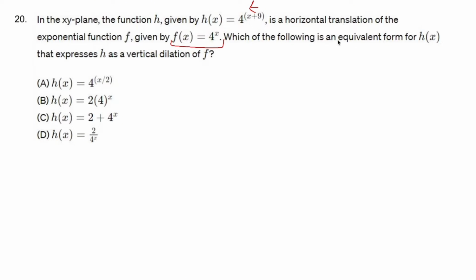Cool. Which of the following is equivalent for h of x that expresses h as a vertical dilation? All right, so a vertical dilation is not the same as a translation. If you're thinking they want us to add or subtract, no, that's translation. When you do a vertical dilation, you take your f of x and you just multiply some number to it. So if our f of x is 4 to the x, you're just going to take a number, and it looks like they want us to use 2 here, and multiply 2 to it. So B is going to be our guy. Now, that's a vertical dilation.